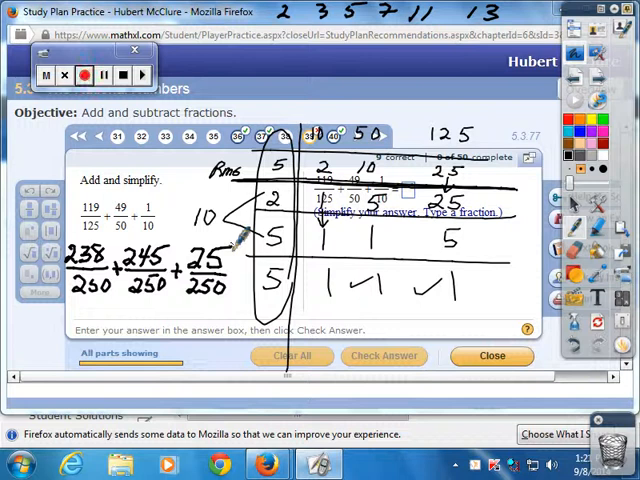Now, I have no idea. Let's see if I can do it in my head. 245 and 225, that'd be 260, 270, sorry. 270, that'd be 470, that'd be 508. Somebody help me. Yeah, 508.